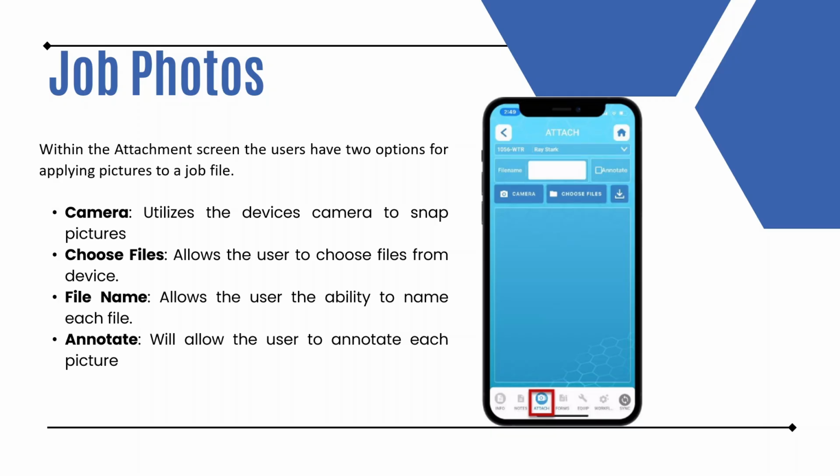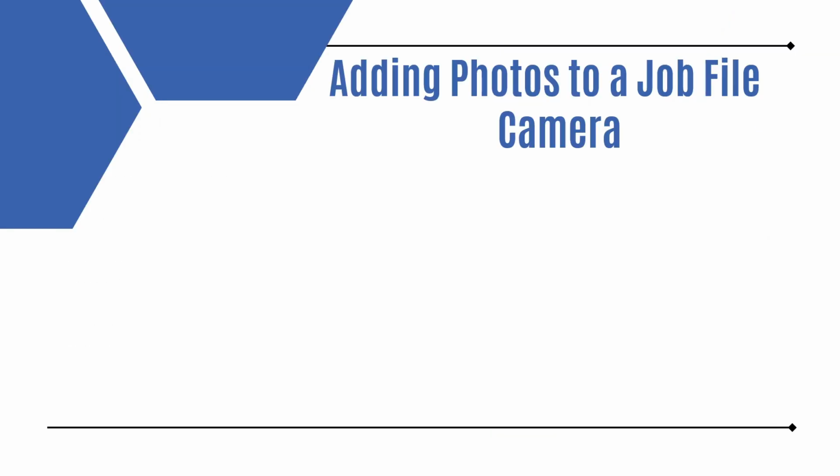Choose Files allows the user to choose files saved on the device to upload to the job file. File name, if entered prior to Camera or Choose Files being selected, will apply the name to each file. And Annotate, if selected, will prompt the user to annotate each picture. Let's look at adding photos from the camera.